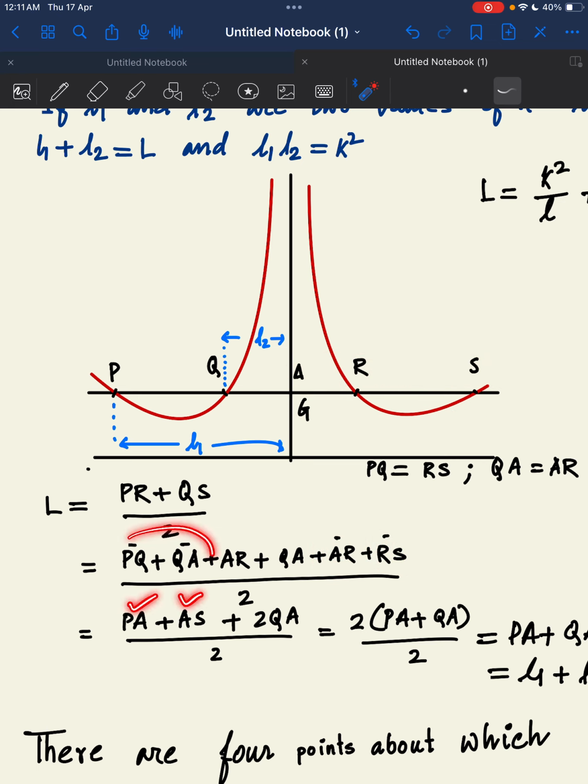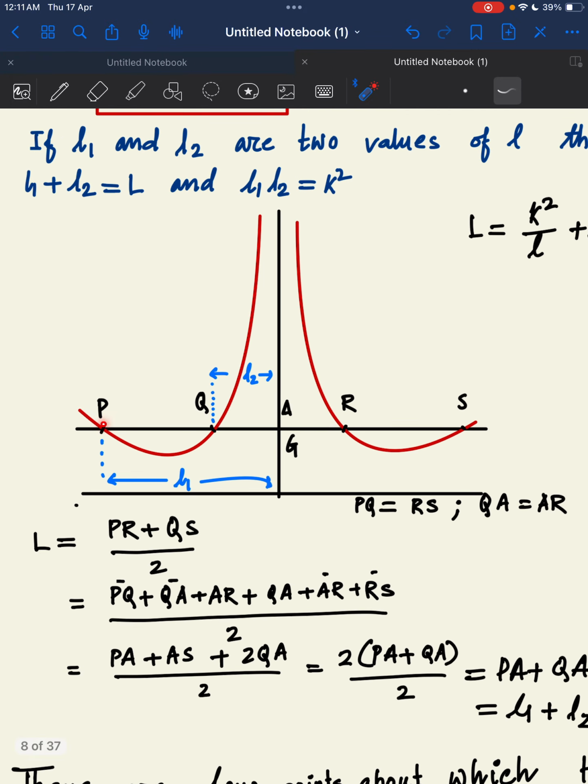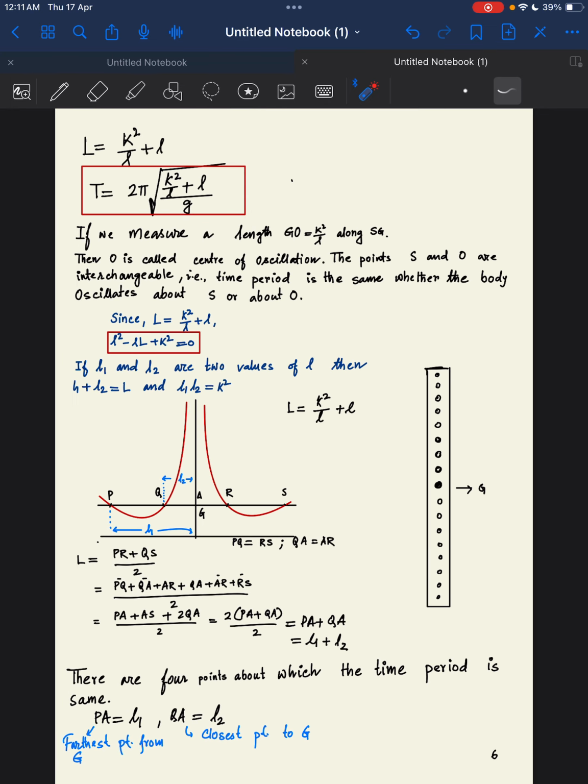These two terms cancel out of this and out of this. Now what is AR and QA? AR and QA are equal. So we can write 2 into QA. And this PA and AS are also equal. Okay, so I can write 2 into PA. So this is 2 into PA and this is 2 into QA. So this is PA plus QA. So this is nothing but PA, this length L1, plus QA, this length L2. So from the graph I can find L.